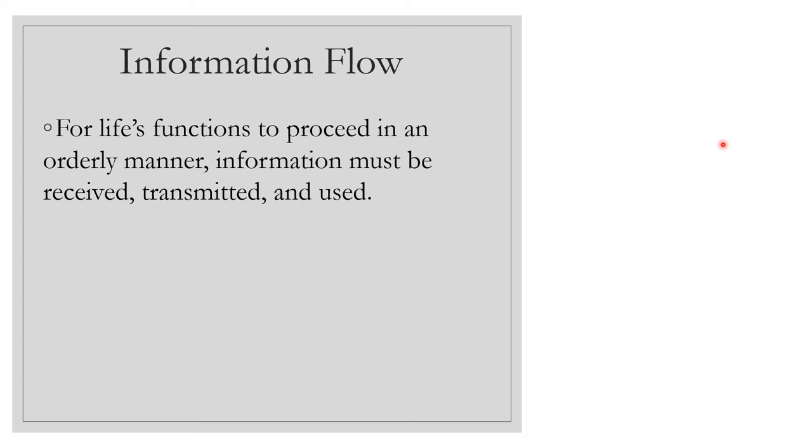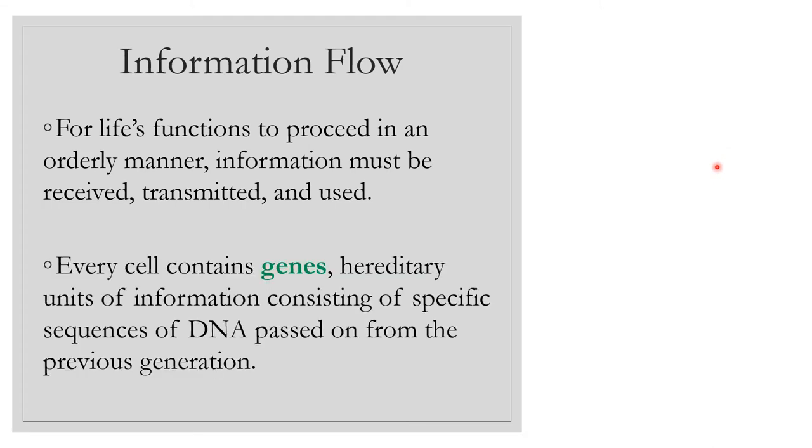There's information flow from your brain to your hand telling you to write. And in that process, you're also sending back information to your brain about what I'm talking about right now. So there's lots of information that's transmitted and received within the body. And we'll talk about some of those different mechanisms.